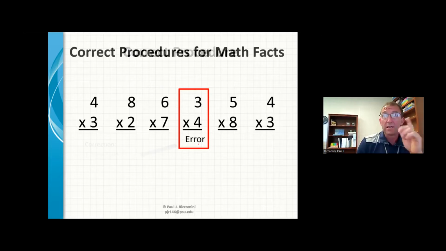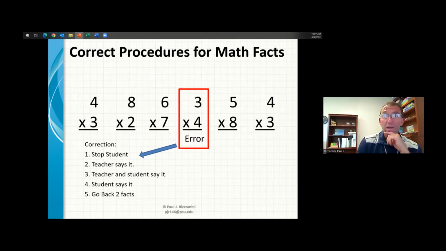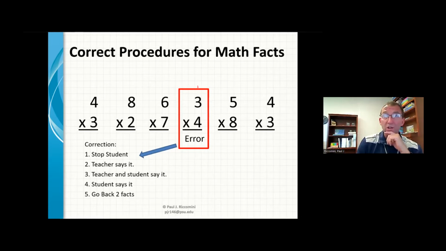You say, stop, you've missed this one. 3 times 4 is 12. Say it with me. And then you both say 3 times 4 is 12. Okay, you say it. And then the student says 3 times 4 is 12. Here's the part firming part. Then you have the student go back and start here and go back that way. So 3 times 4 is 12. Good. You say it. The student says 3 times 4 is 12.